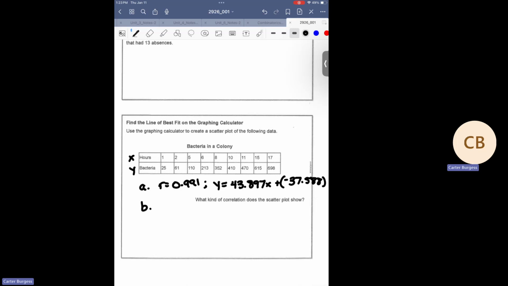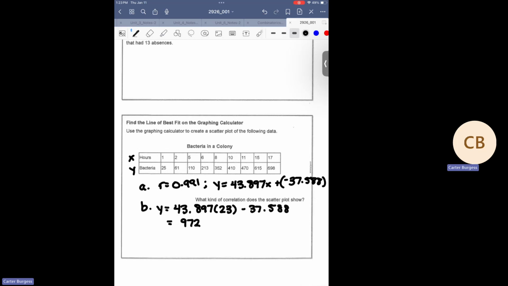Okay, very cool. So we're given an X value. Looking for a Y value, what do I do with that particular X value in order to figure out what the Y value is? Plug it in for x. So y in this case is going to equal our 43.897 times 23 minus 37.588. What did we get when we simplified all this down?